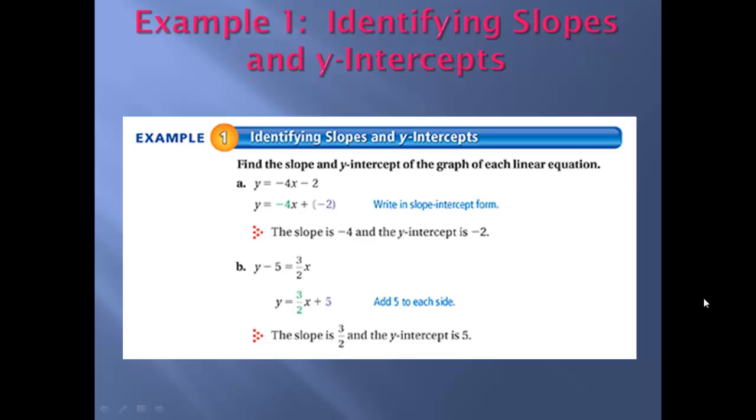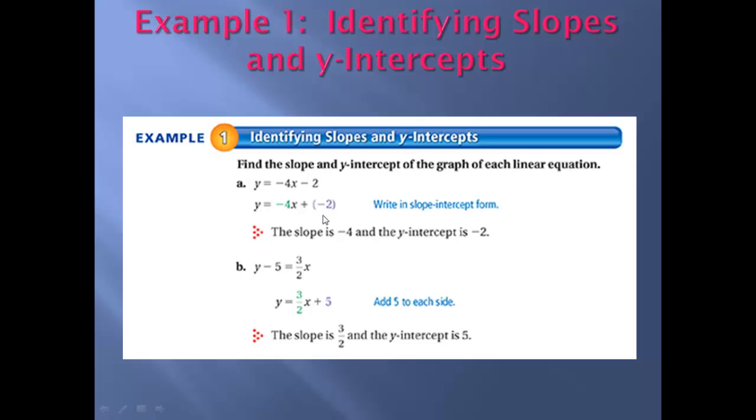For our first example, we're identifying slopes and y-intercepts. Find the slope and y-intercept of the graph of each linear equation. For A, we have y equals negative 4x minus 2. We can write this in slope-intercept form, and we would have y equals negative 4x plus negative 2. Now we can find our slope and y-intercept. Our slope is the number in front of x, so that would be negative 4. And then in our equation we have y equals mx plus b. b is our y-intercept, and that would be negative 2.